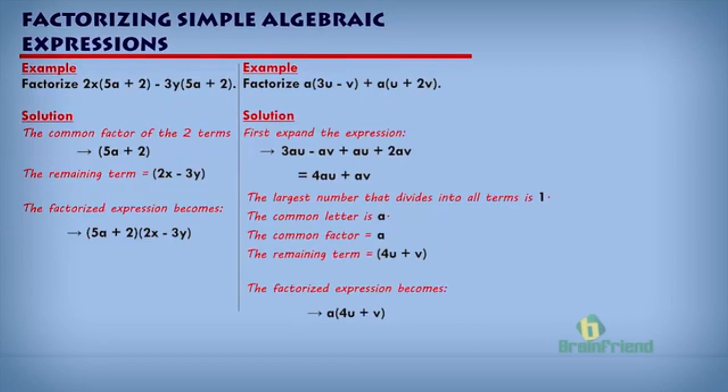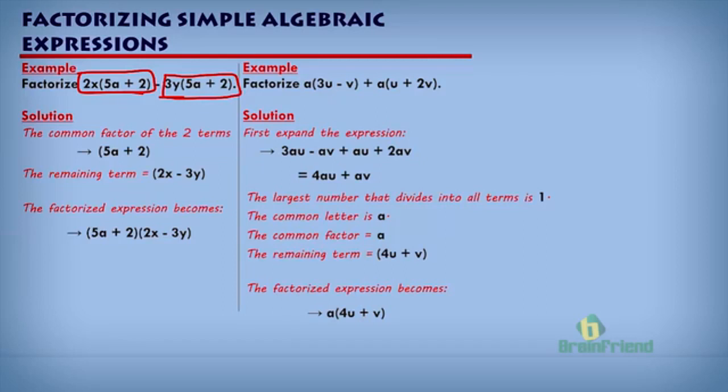Okay, these are a little more complex examples, so please take note. Now, if you are asked to factorize 2x(5a plus 2) minus 3y(5a plus 2). Quickly, we see that we have common things within our terms. Again, all of this, a little bit longer than usual, is a term. Again, all of this is another term. So we have two terms in our expression.